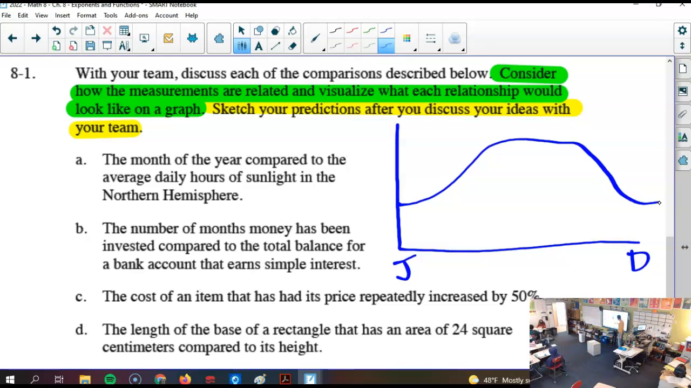So, the number of months money has been invested compared to the total balance for a bank account. This says a lot. Simple interest. This almost sounds like a bad word. Anyone know why we call this simple interest? And what we might compare it to?